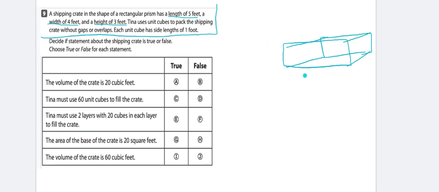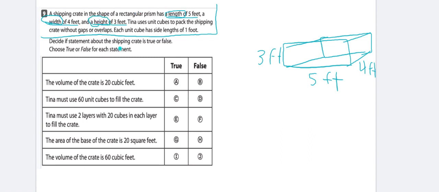It has a length of 5, so I'm going to label this 5 feet. It has a width of 4, so I know it has a width of 4 feet. And it has a height of 3, so I know this side is 3 feet. So I notice they give me the length, the width, and the height.